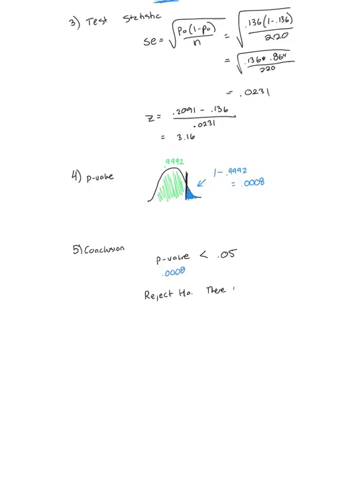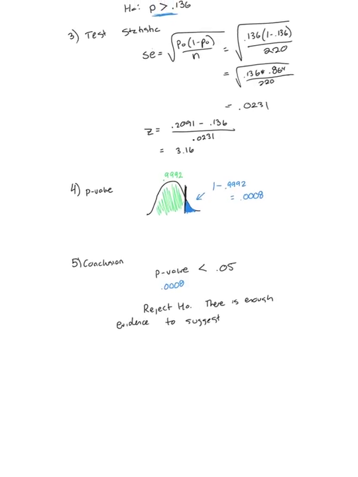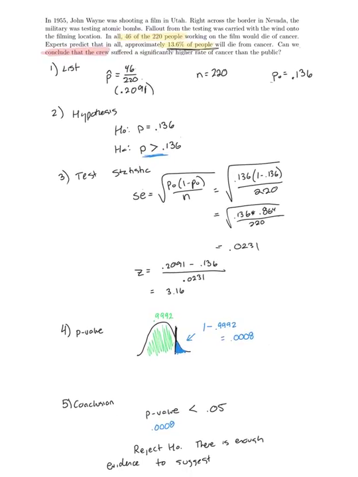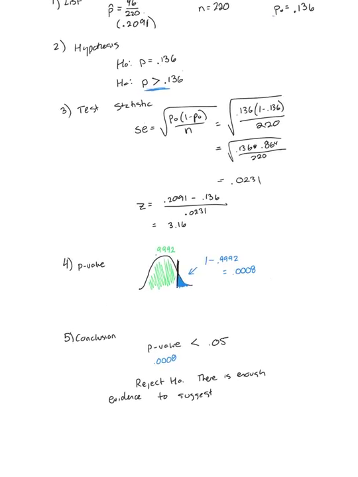That is, there is enough evidence to suggest, and here's where we customize it, in this problem, if we come all the way back up here again, the point of this problem was to show that the crew suffered a significantly higher rate of cancer than the public. So, when we come back down and state our conclusion, then there is enough evidence to show that. There's enough evidence to suggest the crew suffered significantly higher rates of cancer than the public.